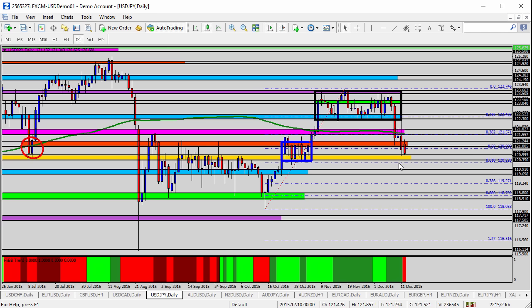We are at an interesting spot. Fibonacci from the last low to high of this last leg of the uptrend here, from the lows here at 118.00 all the way up to the high.